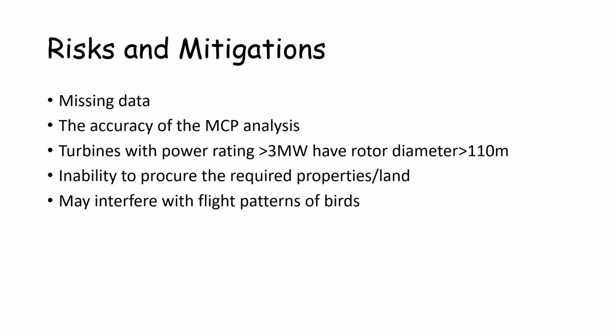Turbines with power rating greater than 3 megawatts have rotor diameter greater than 110 meters, which leads to properties that are contested due to the shadow flicker standard. We may not be able to place the turbines in the selected location if we cannot reach an agreement with the owners. Possibly selecting a smaller size turbine may help. Additionally, the extension may interfere with flight patterns of birds, as such a survey of bird migration patterns must be carried out.